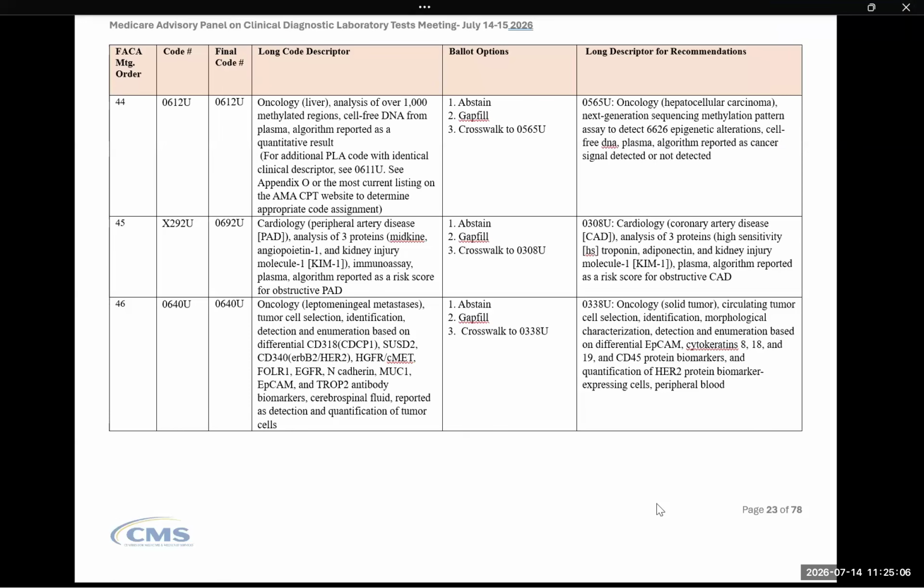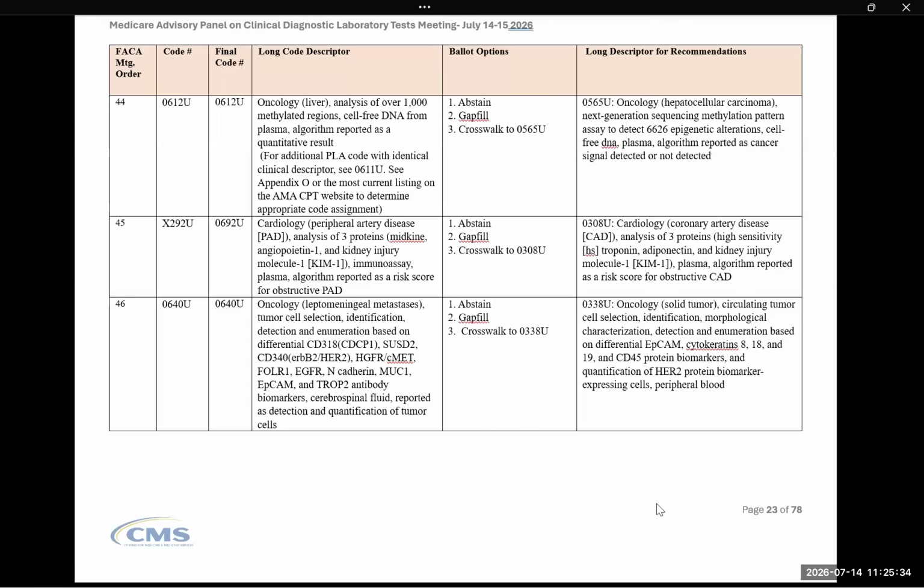Yes, this is a test for peripheral artery disease, analyzing 3 proteins by immunoassay using plasma, including an algorithm reported with the clinical results shown as a risk score for obstructive PAD. The subcommittee researched this test and recommends crosswalk to 0308U, heart, CAD, high sensitivity. Both tests share similar components, methodologies, and result type.